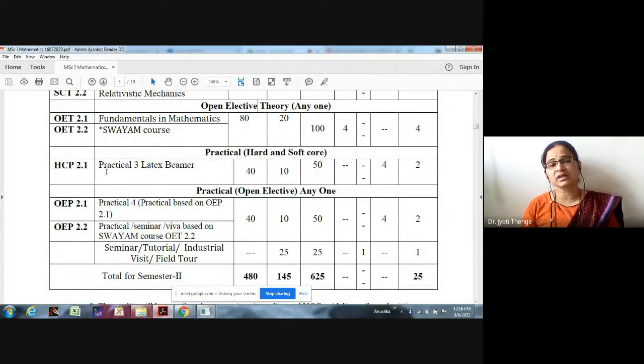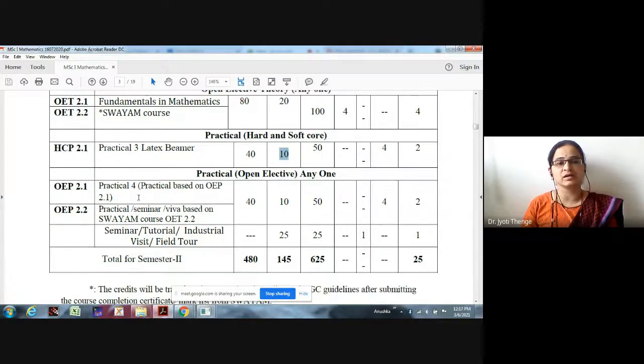Then we have 1 practical, practical 3, which is LaTeX Beamer. This LaTeX Beamer is actually the next part of the LaTeX which we studied in our previous semester, and is of 50 marks, 40-10 pattern. That is 40 marks for the university exam and 10 marks for the internal.